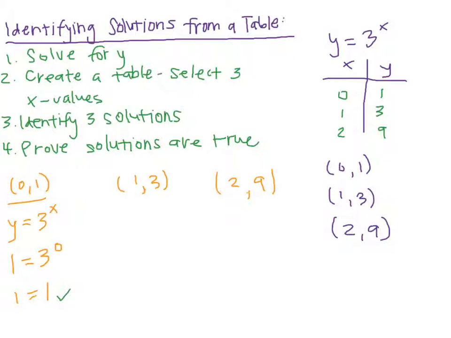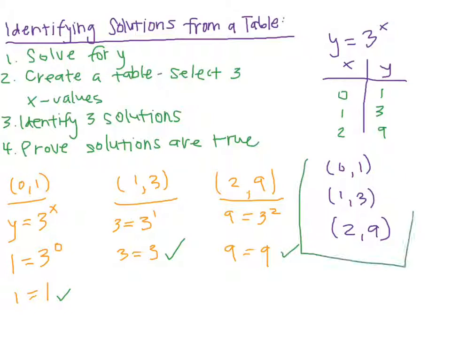Now go ahead and substitute (1, 3) and (2, 9) and see if you get true solutions. So I came up with 3 equals 3 to the power of 1, which is 3 equals 3. That's a true statement. And 9 equals 3 squared, or 9 equals 9, which is also a true statement. So it is safe to say that (0, 1), (1, 3), and (2, 9) are all solutions of the curve y equals 3 to the power of x.